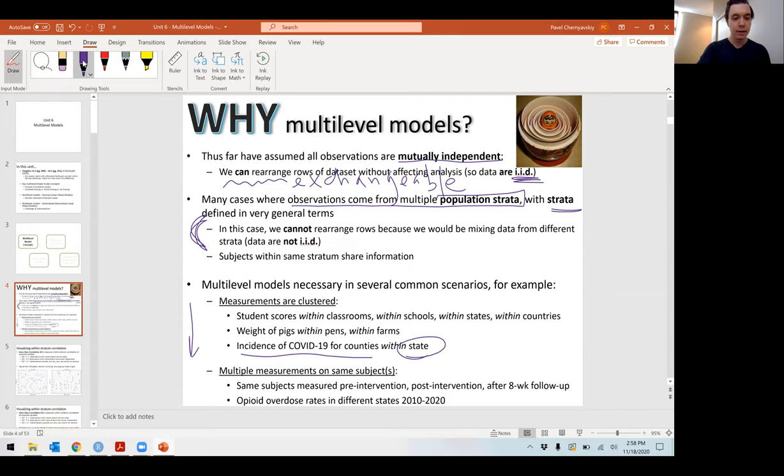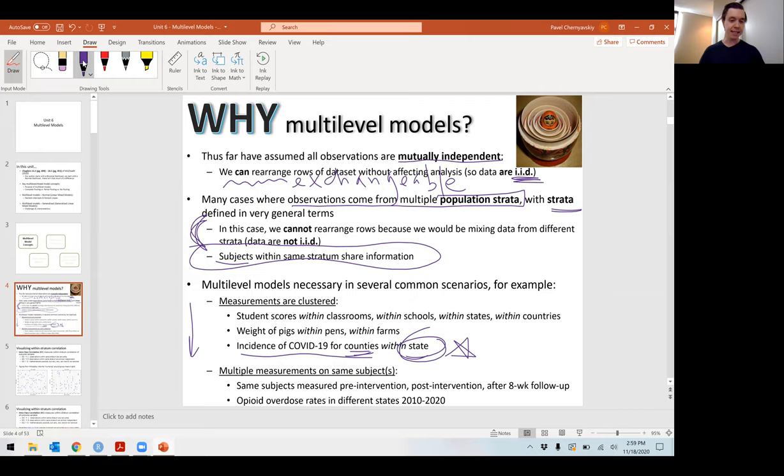Also, subjects, and again, the word subjects I'm using very generally here. For my example with COVID here, the counties are the subjects. As is often the case, a lot of public health data is aggregated to some level above the individual to protect confidentiality. So this could be not counties, but cities within a state. And so our subjects in that case would be the cities. Our stratum in that case would be the state. And so we clearly cannot rearrange different cities if they belong to different states.